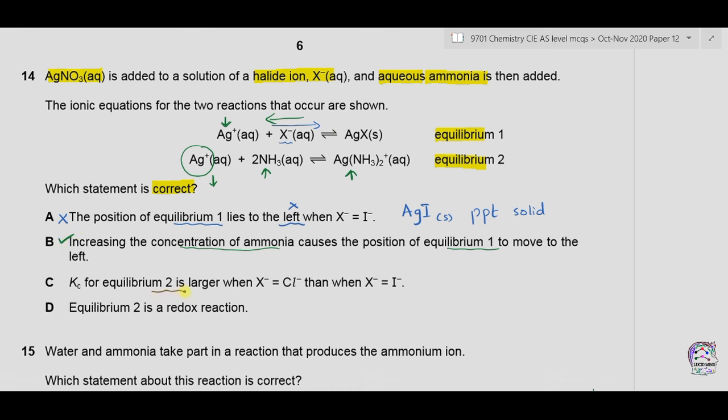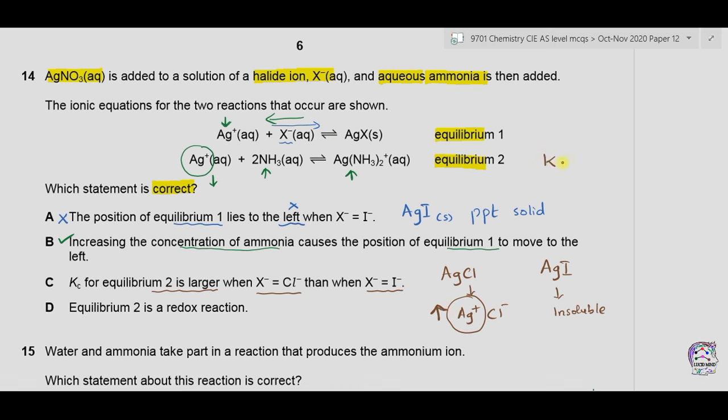C. Kc for equilibrium 2 is larger when X is Cl negative than when X is iodide. When X negative is Cl, then AgCl is formed, which is soluble in aqueous ammonia. So it will convert into ions Ag plus and Cl negative. But when X is iodide, silver iodide is formed, which is insoluble. So because of AgCl, the silver ion concentration will increase.